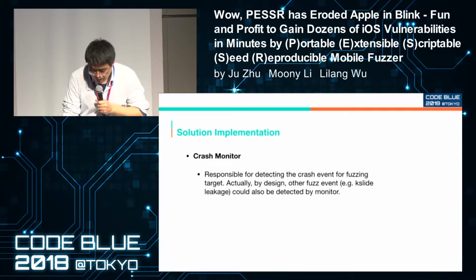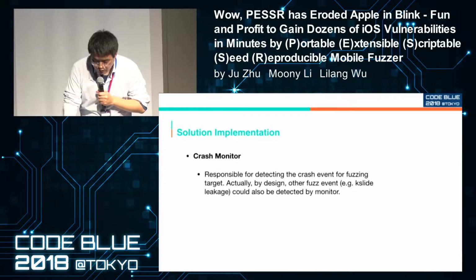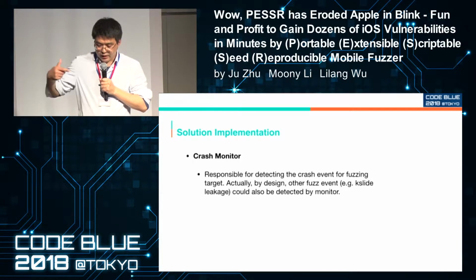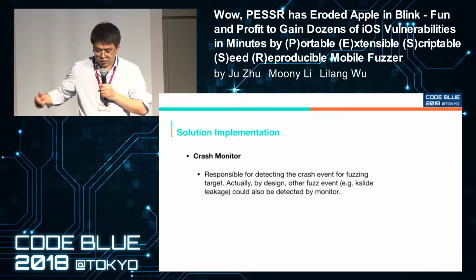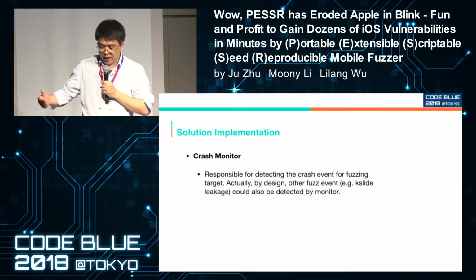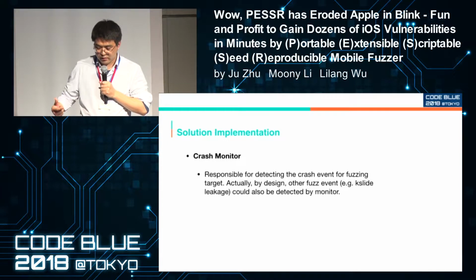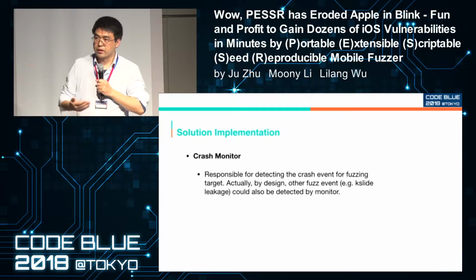If the target device is jailbroken, the crash monitor could be deployed inside of the device, because we have sufficient privilege to monitor the target process. Otherwise, the crash monitor is deployed outside of the device on the host. And normally, the crash monitor could detect the device crash event with, for example, the iTunes protocol via USB.